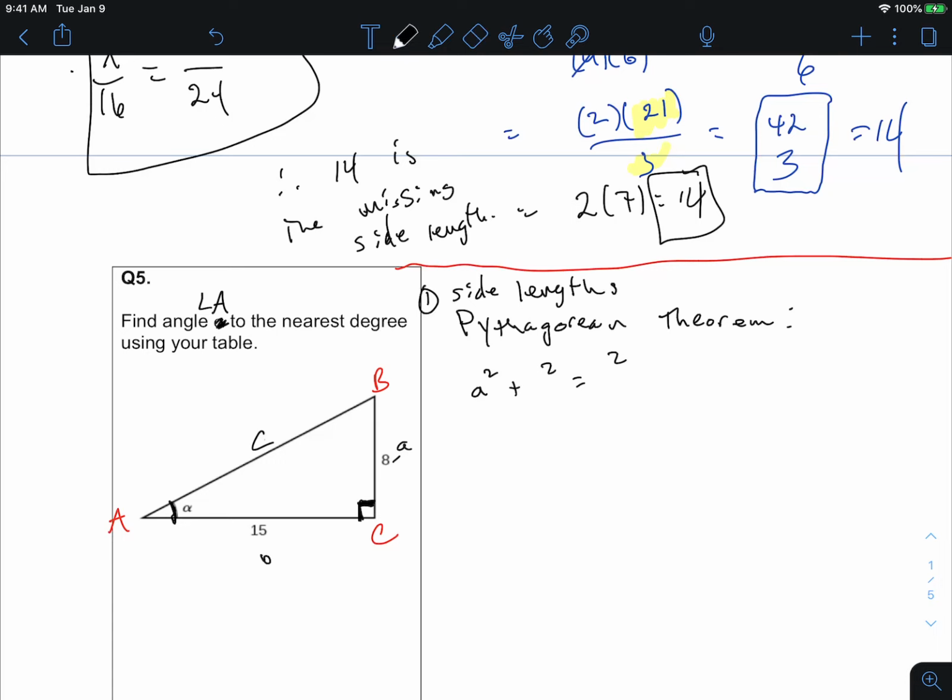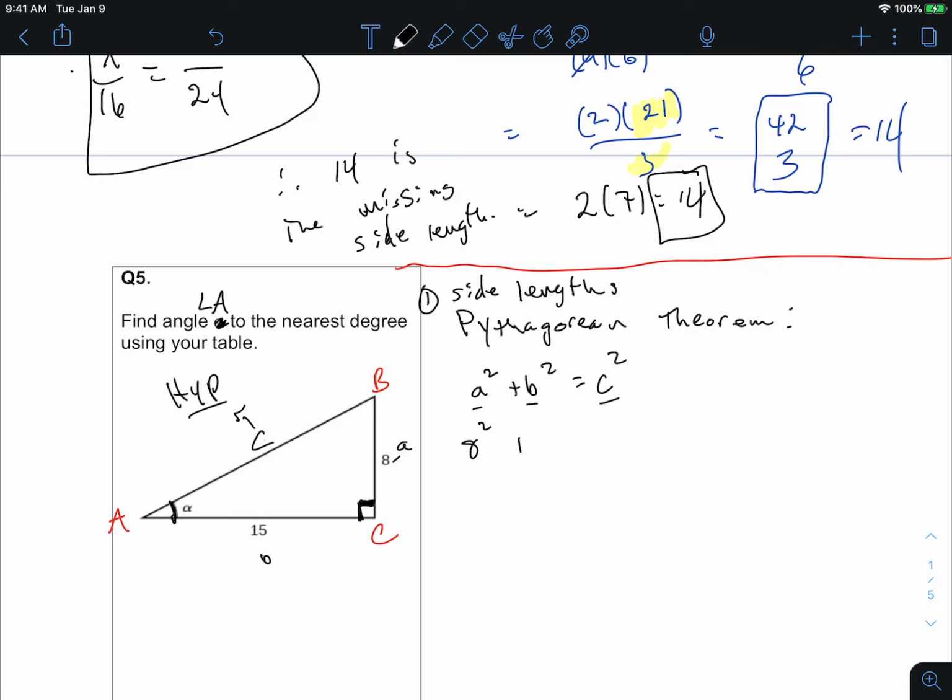It doesn't really matter because they're just side lengths, right? But we'll keep it straight. And then the hypotenuse is obviously the big side, right? So it's always the big side. It's the two small ones. The way it works is the sum of the two squares is equal to the hypotenuse squared. So we just plug it in.